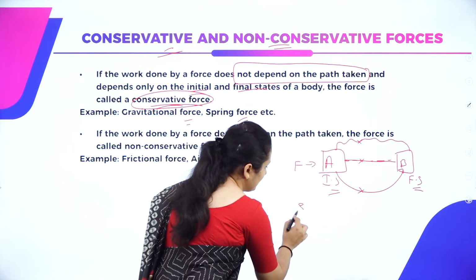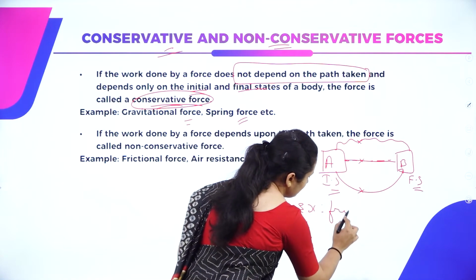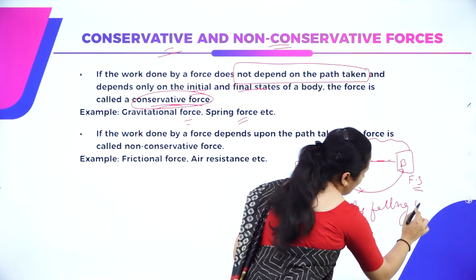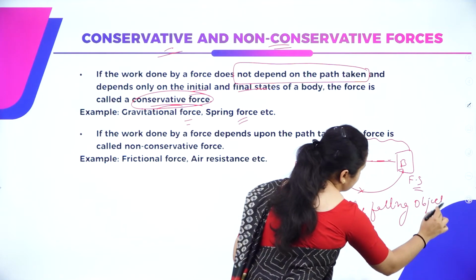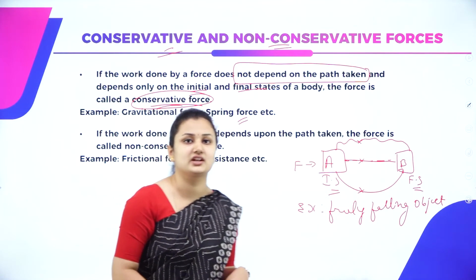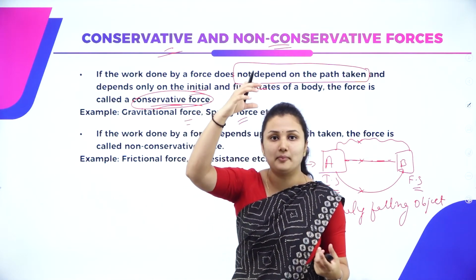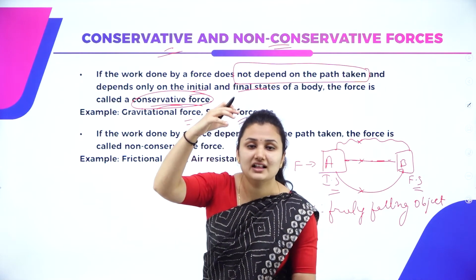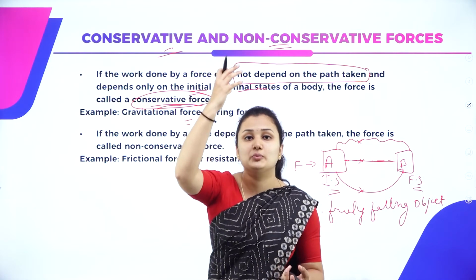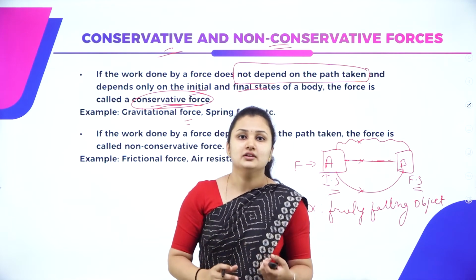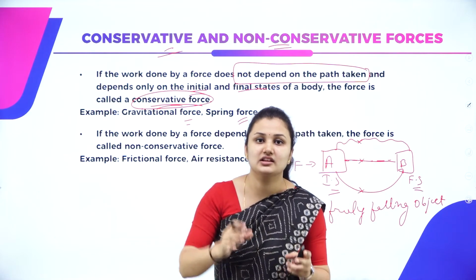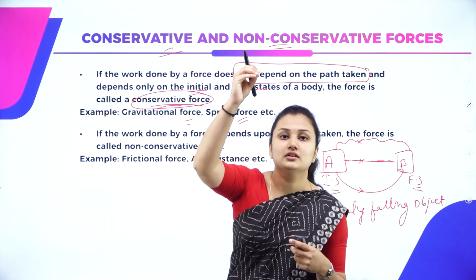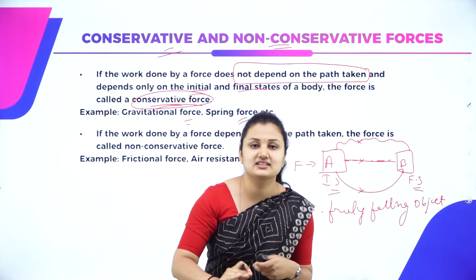Consider the example of a freely falling object or body. When the ball is dropped from a certain height towards the ground, there is an influence of Earth's gravity. When the ball is dropped, it will move straight towards the Earth. If there is no air resistance, it will not follow any path. It will move straight from the rest state to the final state, that is the ground.